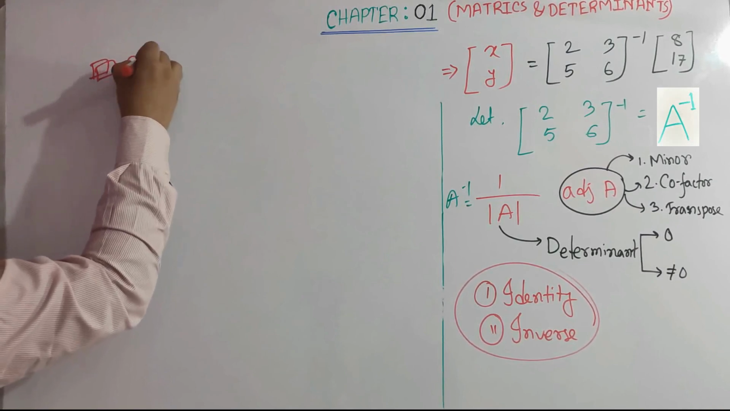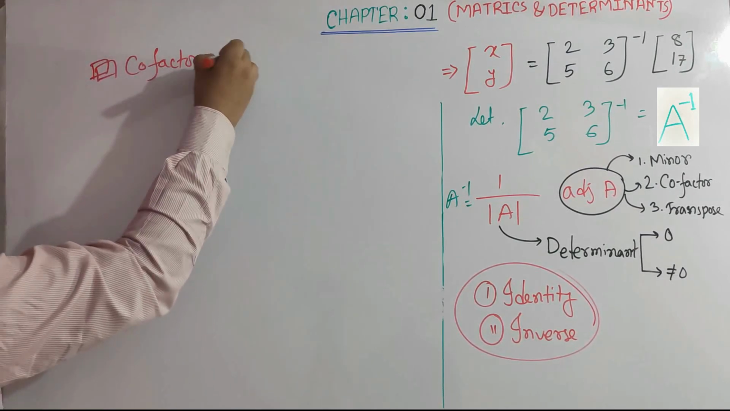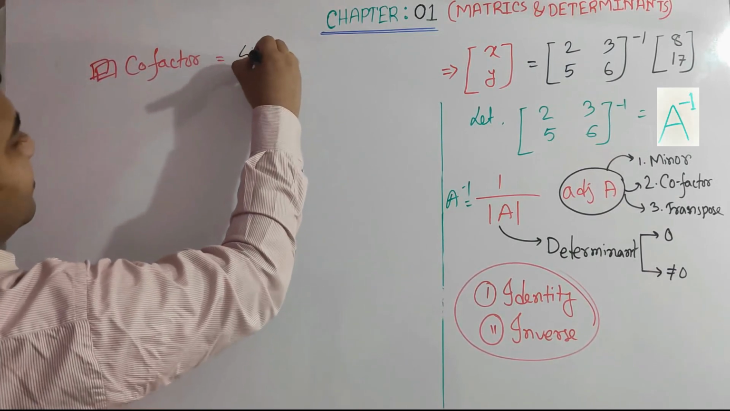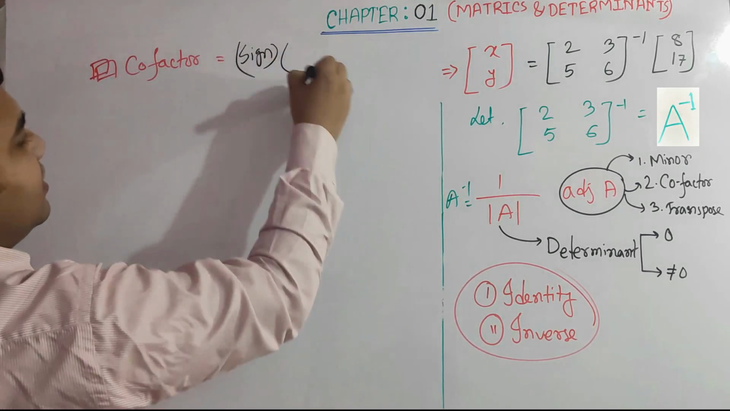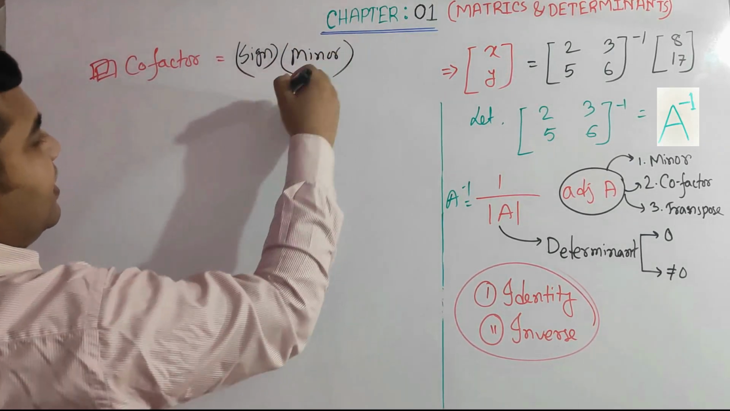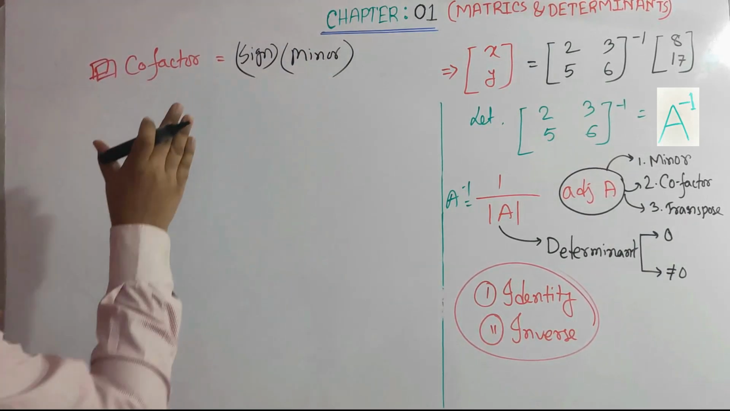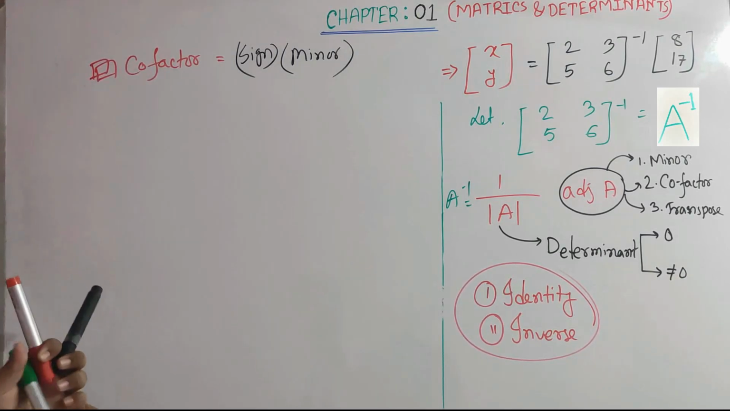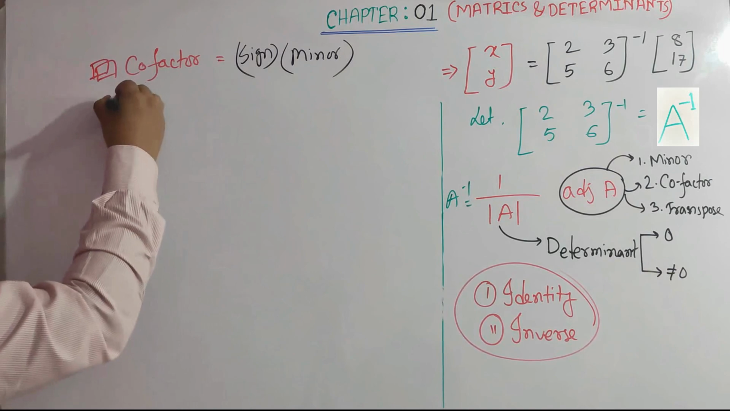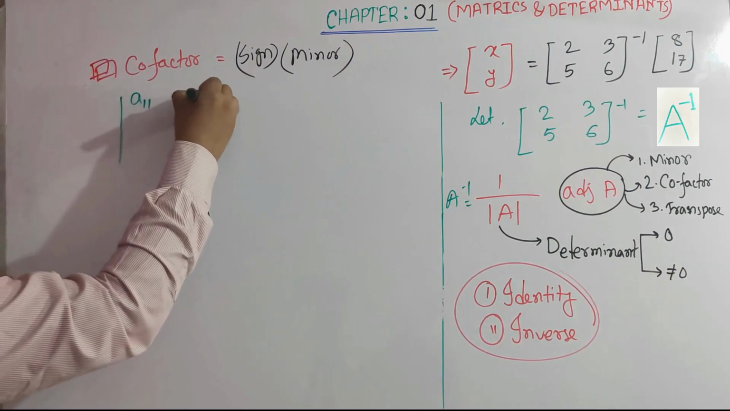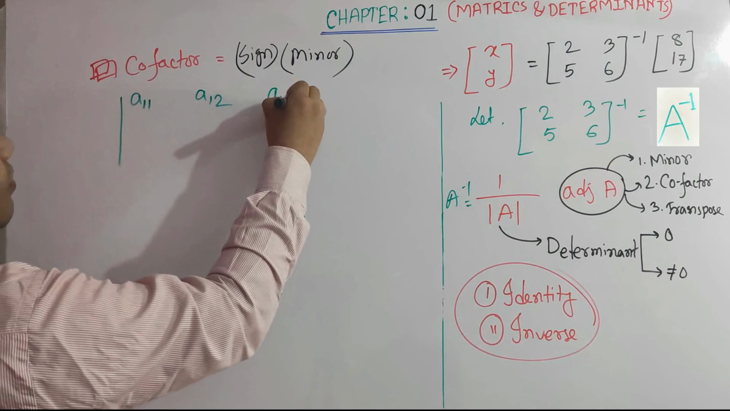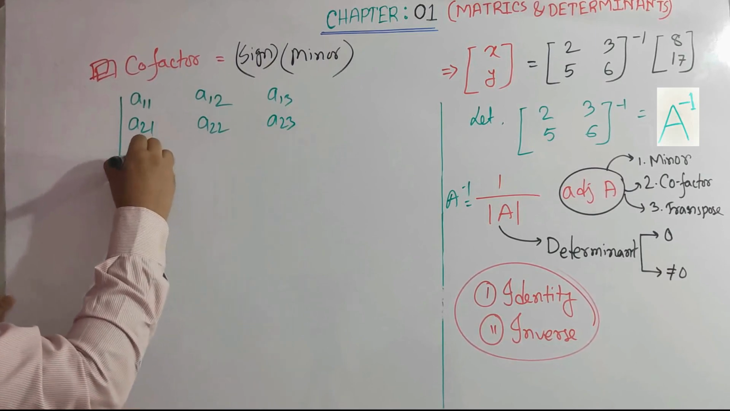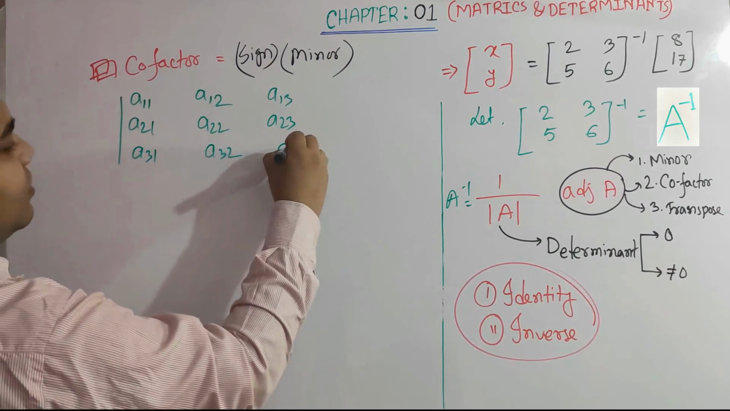So cofactor generally comes from two parts. One is the sign system, that is multiplied with the minor. If we multiply these two parts, then we get the cofactor. How? Okay, let's have a look. 3 by 3 determinant. A11, A12, A13, A21, A22, A23, A31, A32, A33.